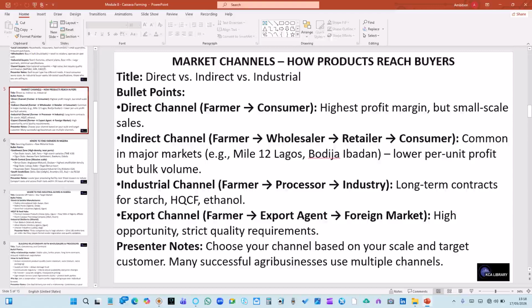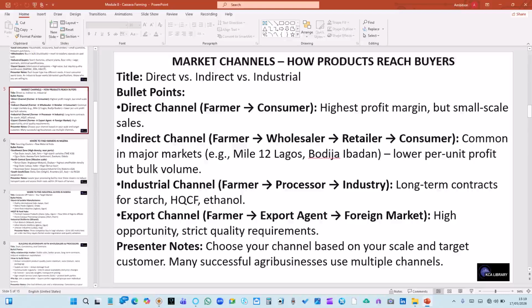Then we have the indirect channel. Here, the farmer sells to the wholesaler, the wholesaler sells to the retailer, who in turn sells to the consumer. Commonly used in major markets like Mile 12, Lagos, and Bodija, Ibadan. It is characterized by lower per-unit profit but bulk in volume. Then we have the industrial channel, ranging from farmer to processor down to industry, usually long-term contracts for starch, high-quality cassava flour, as well as ethanol.